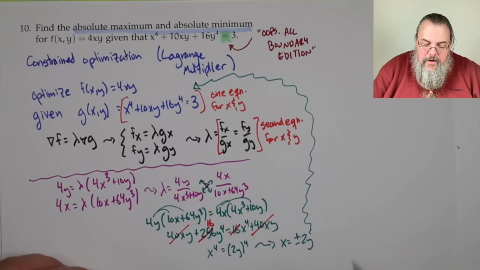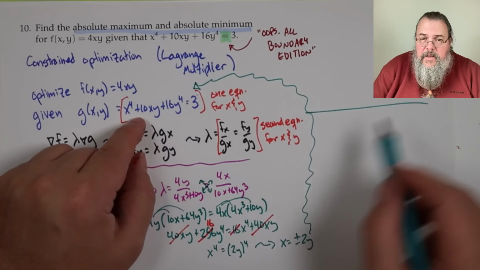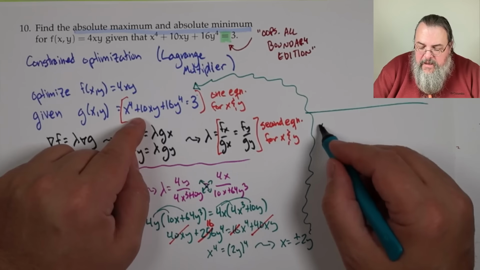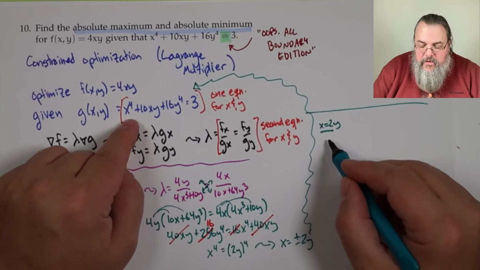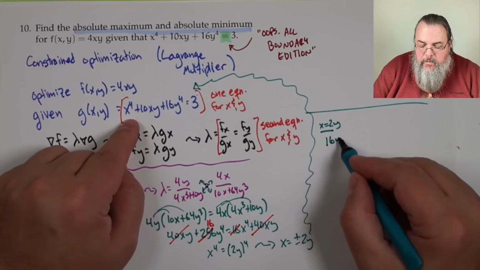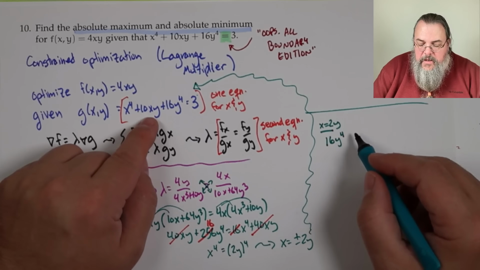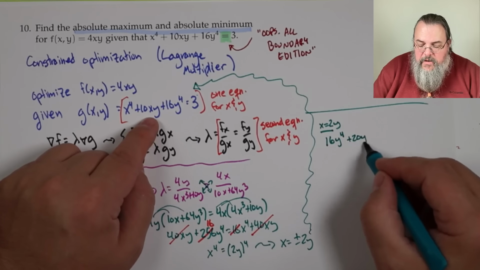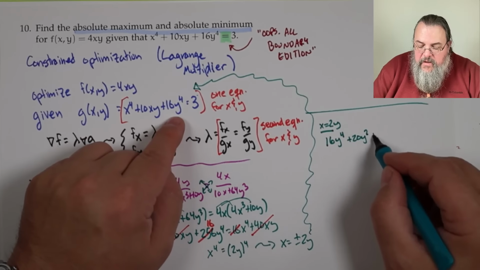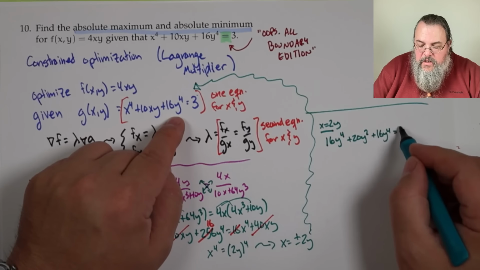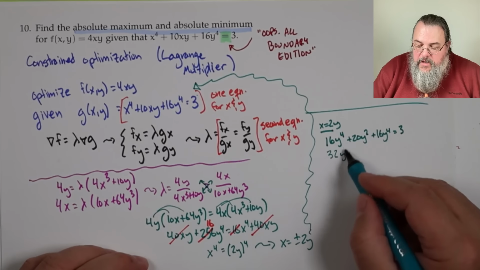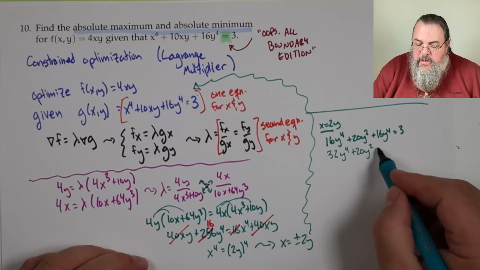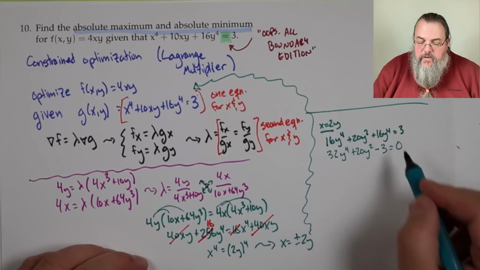All right, so let's go ahead and work it through. We have two cases, x equals 2y. Everywhere we see an x, we're going to put a 2y. So we get 2y to the fourth, that's 16y to the fourth. Then we have 10 times 2y times y, so that's plus 20y squared. Then plus 16y to the fourth equals 3, or 32y to the fourth plus 20y squared minus 3 equals 0.